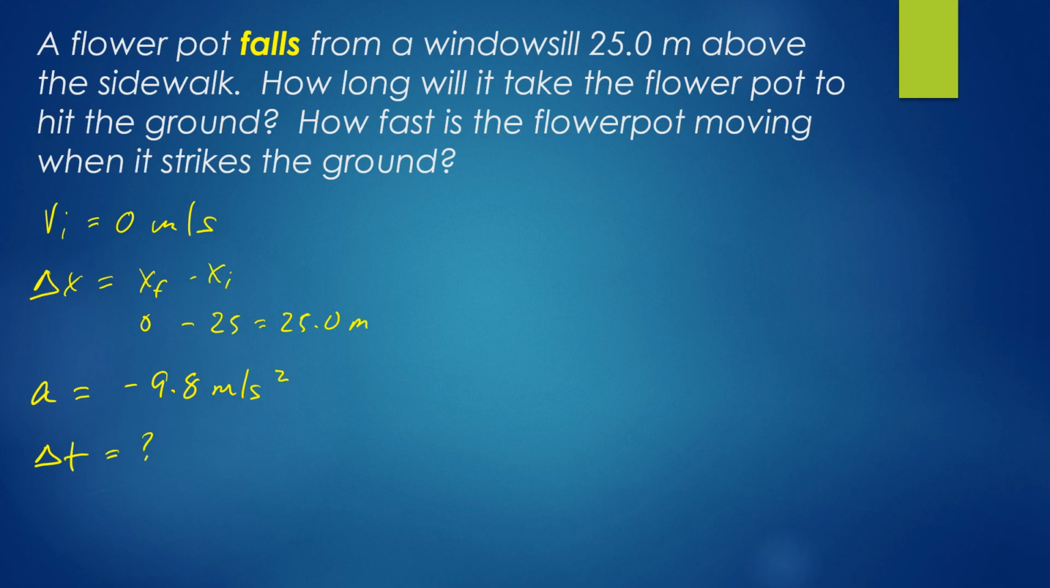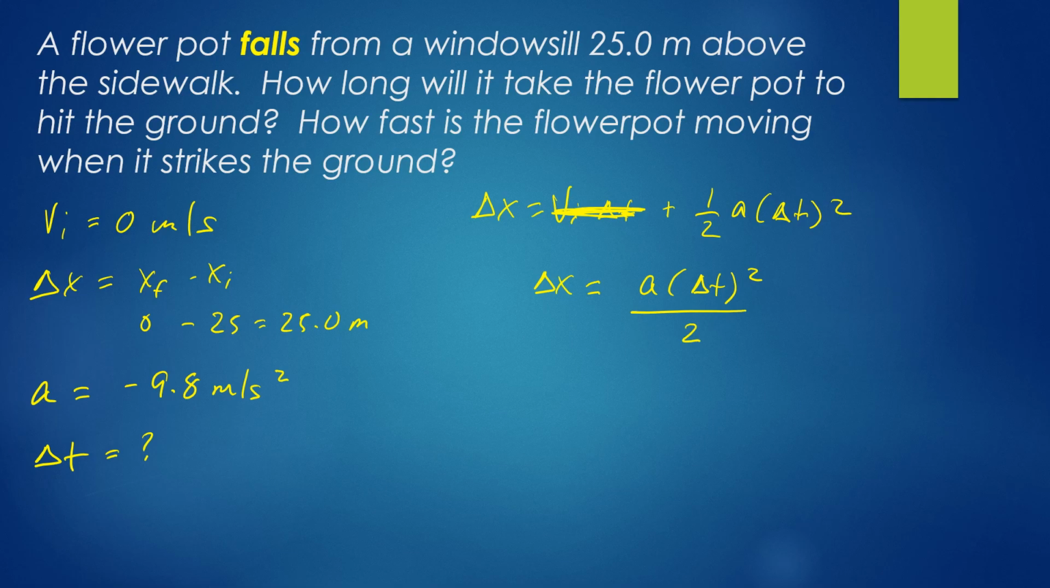So same process. Delta x equals Vi times delta t plus half times a times delta t squared. Vi is 0, so this cancels out. Delta x equals a times change in time squared divided by 2. I am trying to solve for time right now. So again, multiply both sides by the reciprocal. These cancel out. So 2 delta x over a equals delta time squared.